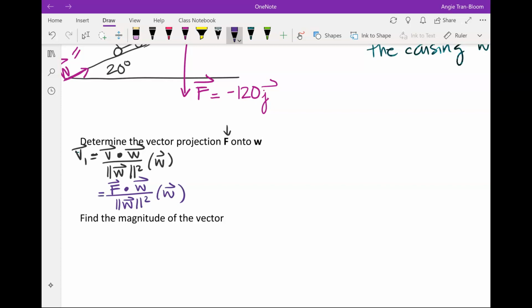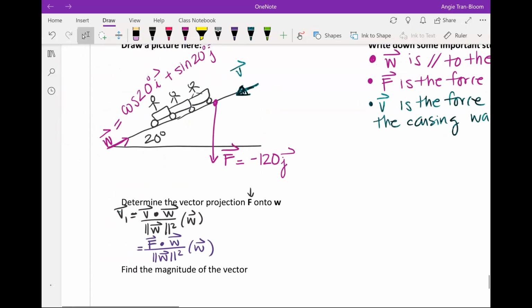But what would this equal? Remember, V1 was parallel to which vector in the original? W. Now let's look at our drawing. Which one is parallel to our W based on this drawing? V. Yes, this equals V. I'm going to hold it right there. Are we okay with replacing that? So if I can find this vector, I can find the magnitude, and that would be the force that is preventing it from rolling. All right, let's do it.